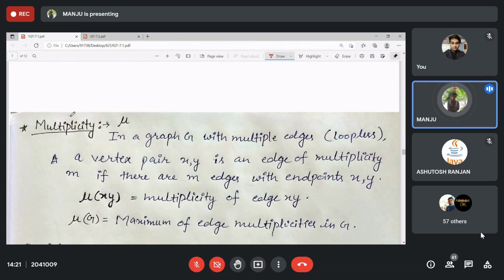Okay, multiplicity is in the case of multigraphs. Whenever there exists a multigraph, it should be a loopless graph. That means the multiplicity of a pair xy will be the number of edges with endpoints x and y, and the maximum out of all these is mu G.